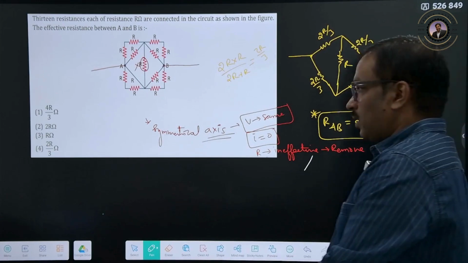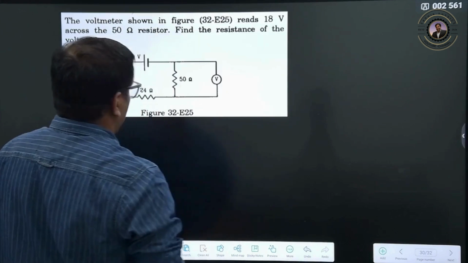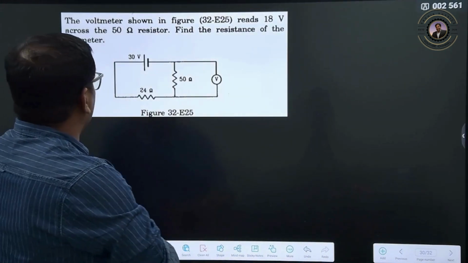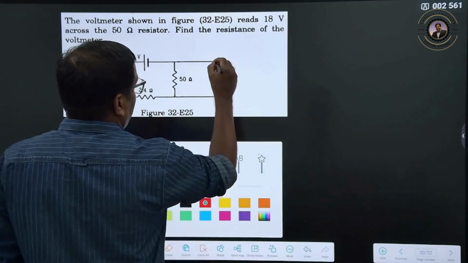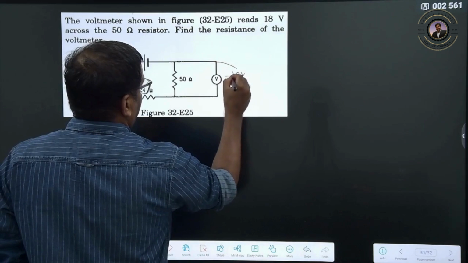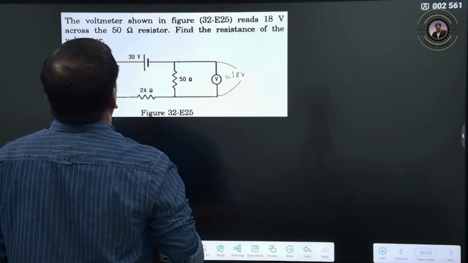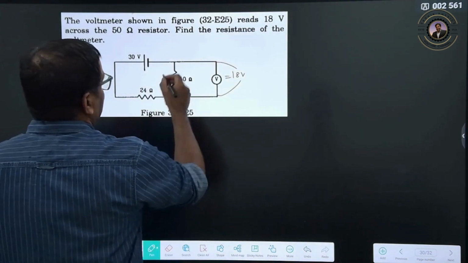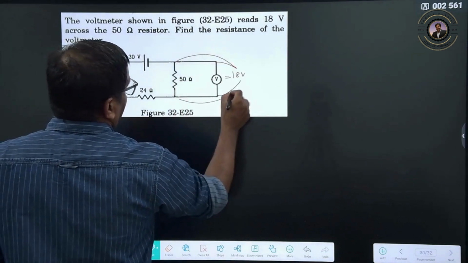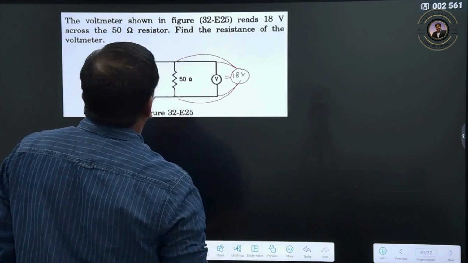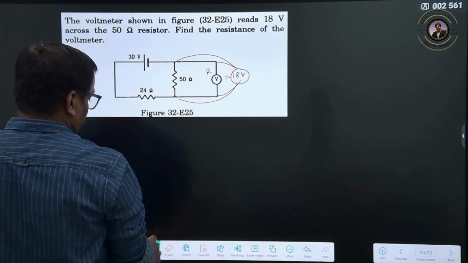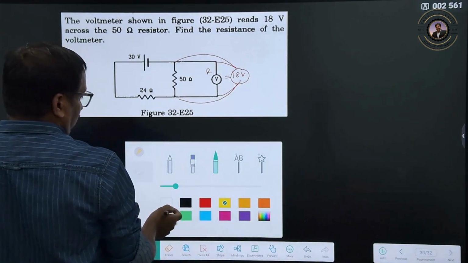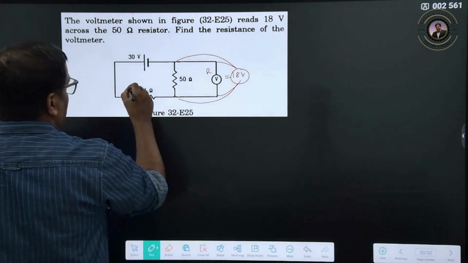Right. Now we'll go for another question. We'll solve this question now. The voltmeter reads 18 volts. Therefore 18 volts will be the reading across this 50 ohms. That means across this also it will be 18 volts only. Clear? So find the resistance of the voltmeter. Resistance we want to calculate.